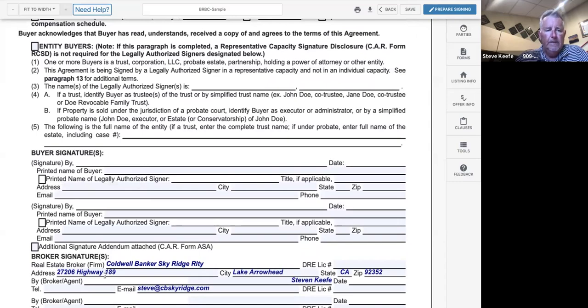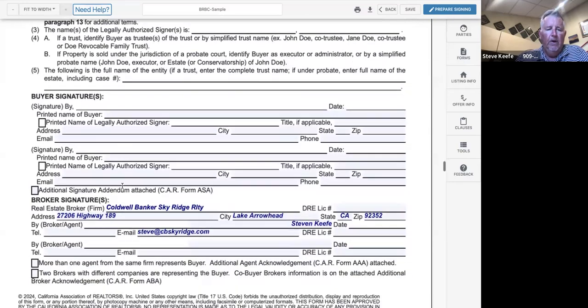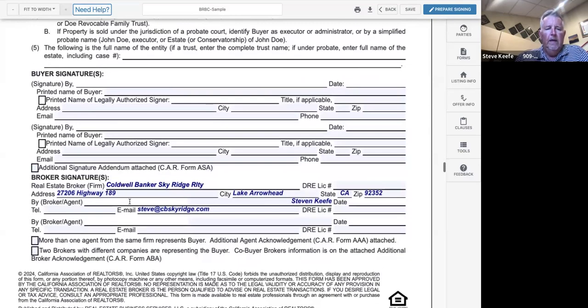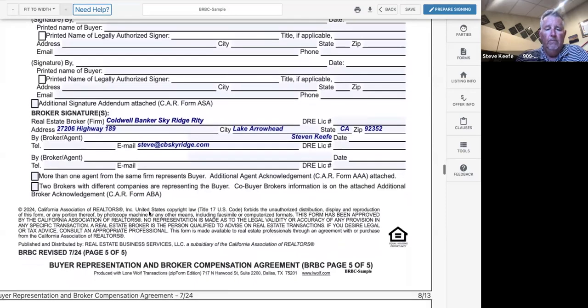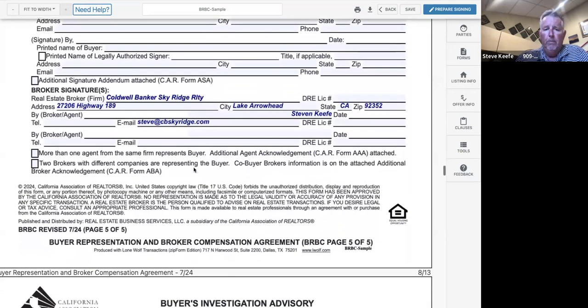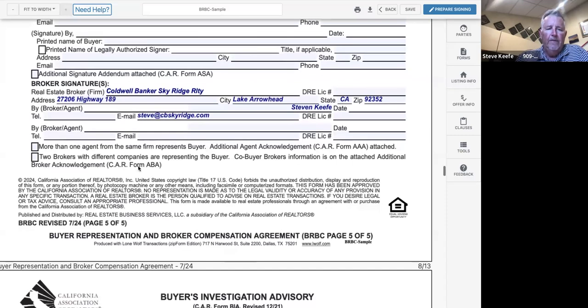The normal buyer would sign it. If there's a second buyer, you would sign it here. And then obviously you as the broker would be signing down below here. And you can add, if there is a multiple broker situation, you can add the AAA document. Or you can add the ABA document if there are two brokers with different companies that are representing the buyer.